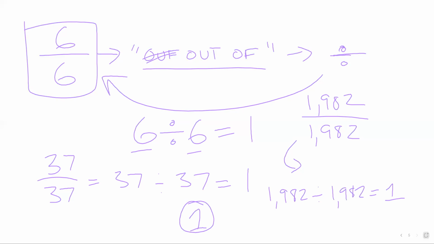Pretty crazy, huh? If you think about it, like if you had something and you cut it into 1,982 pieces, right? And then you had all of those pieces at the end of the day, that's actually only equal to the number 1. Because remember, a fraction is all about the pieces you cut it into.